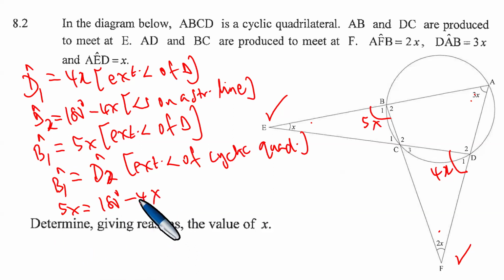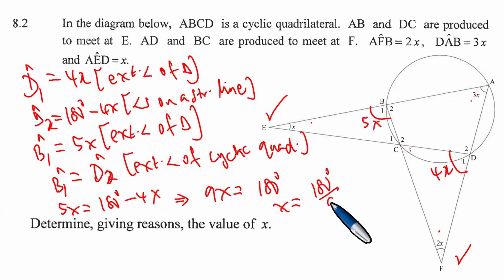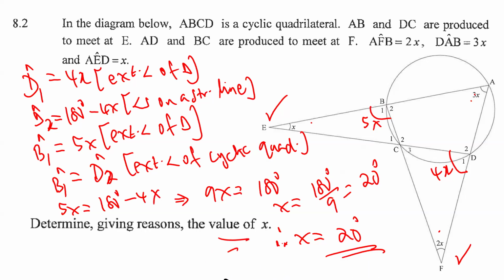You transpose the minus 4x. This yields 9x equals 180 degrees. Division by 9, both left and right, gives 180 degrees by 9, and this is 20 degrees, like so. Therefore, our x is 20 degrees. Any question on this, because we have to find the value of x? Our x is exactly equal to 20 degrees. Any question on this one so far?